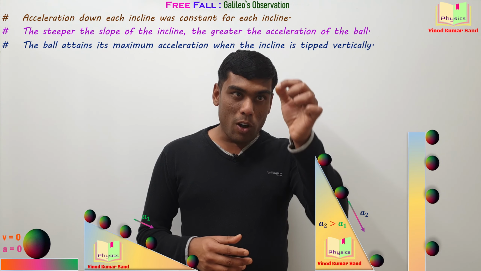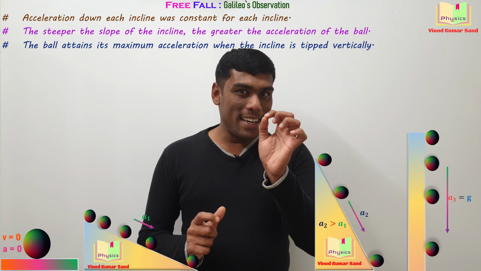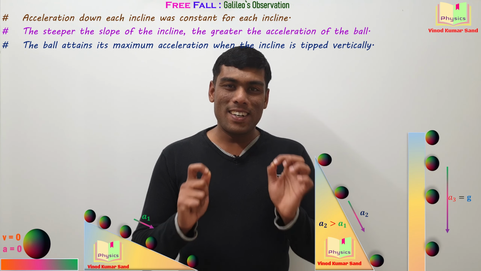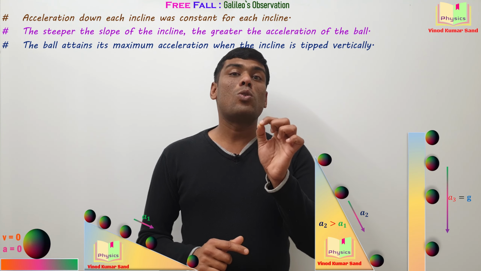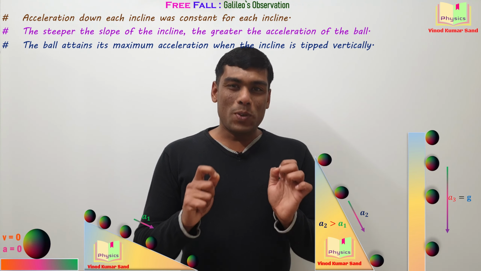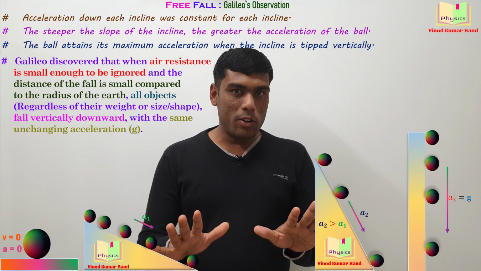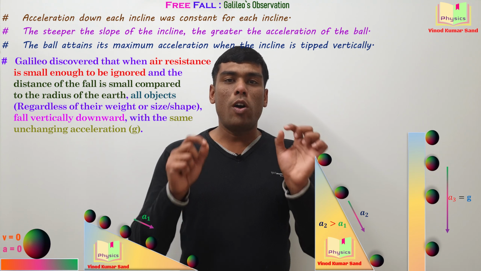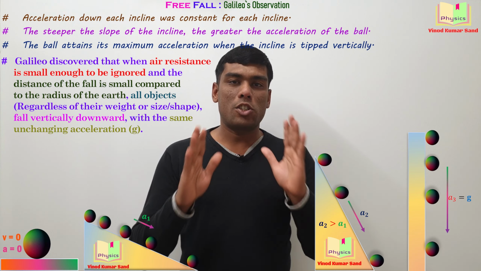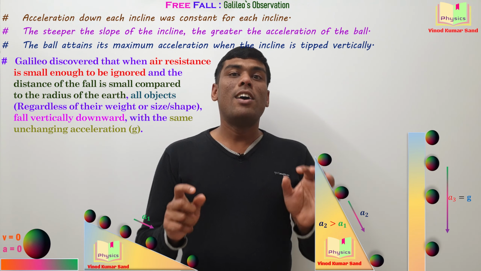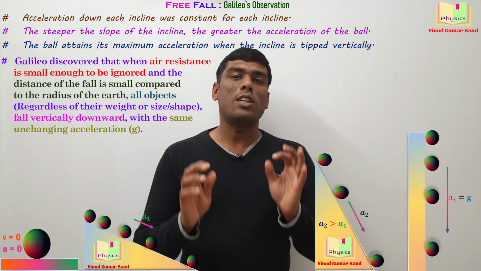If the ball is falling down vertically, its acceleration will be maximum, and that acceleration is known as the acceleration due to gravity. Getting it? And the motion of the ball is known as free fall. So Galileo discovered an interesting fact: if the air resistance is small enough to be ignored and the distance of fall is small as compared to the radius of Earth, then all objects, irrespective of their shape, size, mass, density, etc., fall toward the center of Earth with the same unchanging acceleration g.